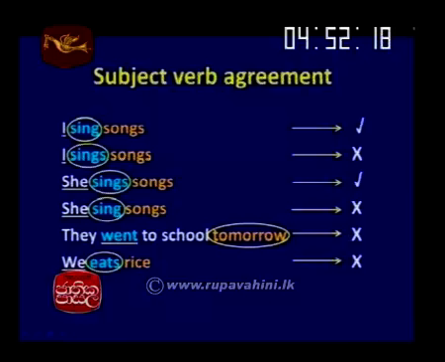She sings songs. Next one, they went to school tomorrow. Now, can you all identify the mistake there? The verb is went, then can it be tomorrow?